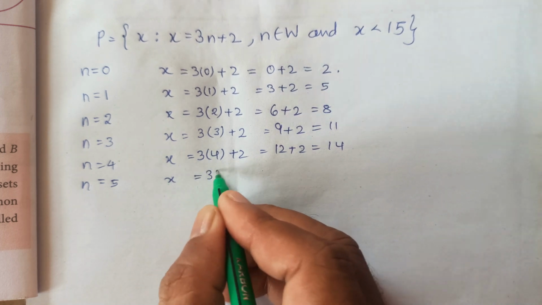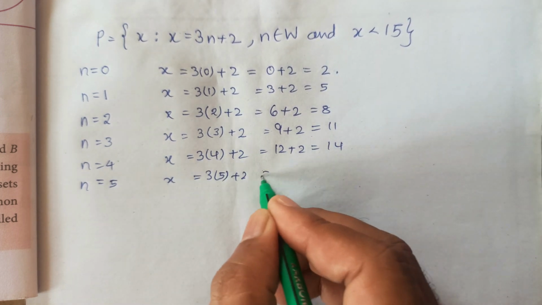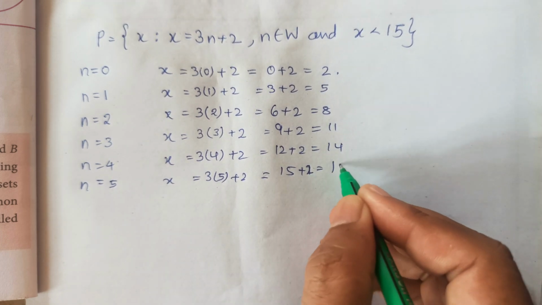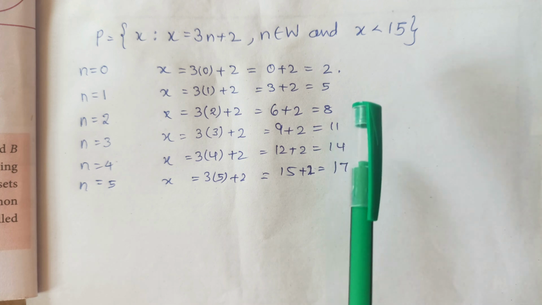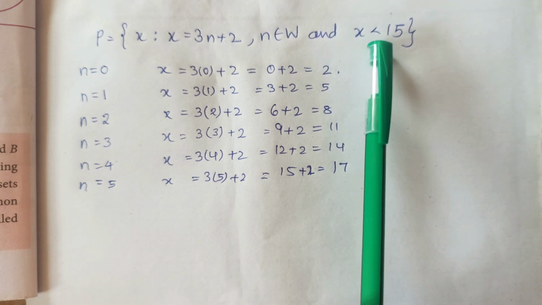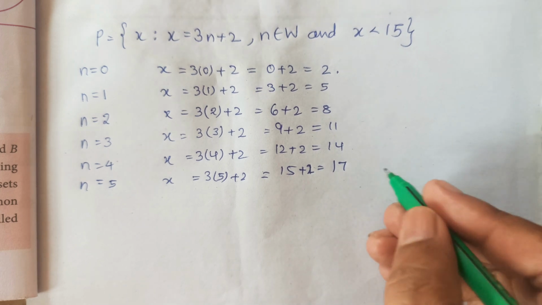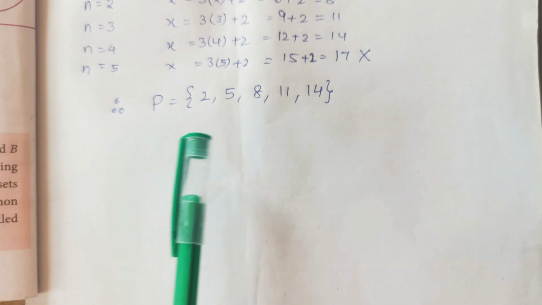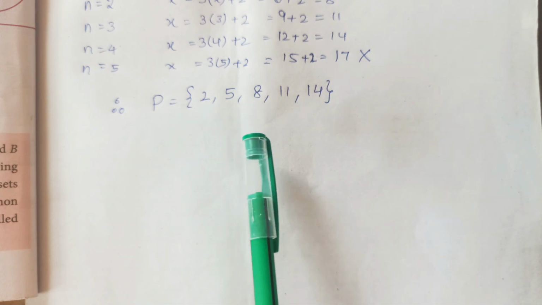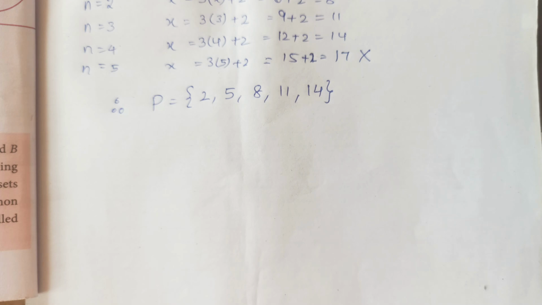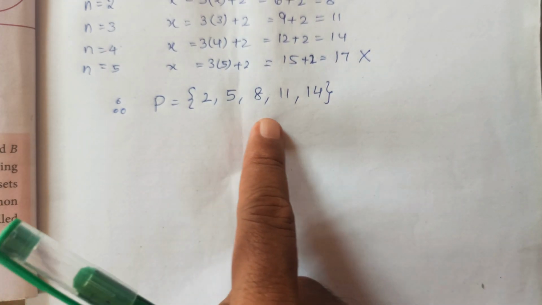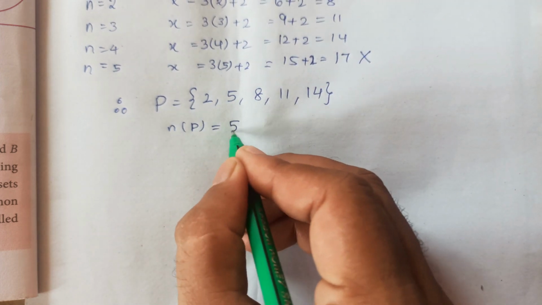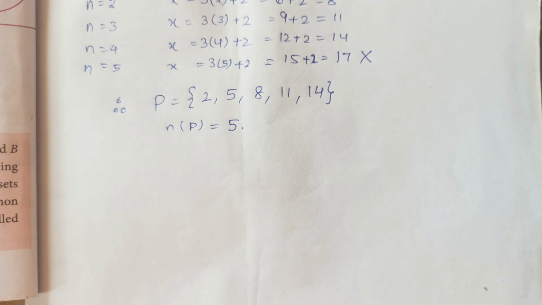So if we take n equal to 5, x equals 3 into 5 plus 2, which is 15 plus 2, becomes 17. So as given in the question, x should be less than 15. So this becomes 17, so we will not include this value. So our set P has the elements 2, 5, 8, 11, 14. Because there are only 5 elements in this, hence we write n of P is equal to 5. Therefore the cardinal number is 5.